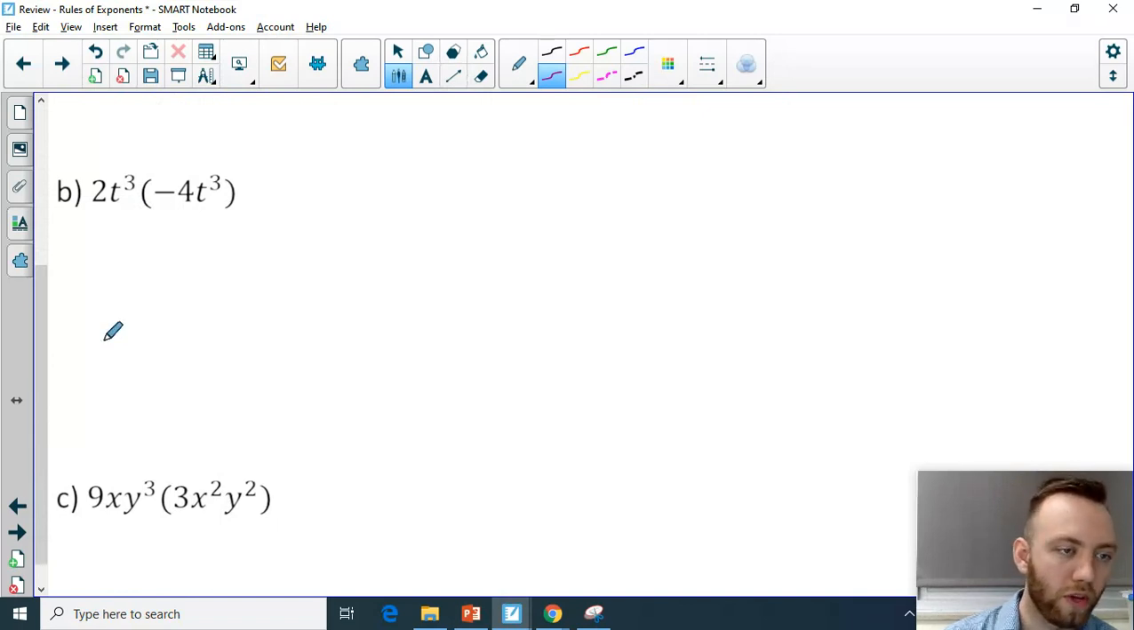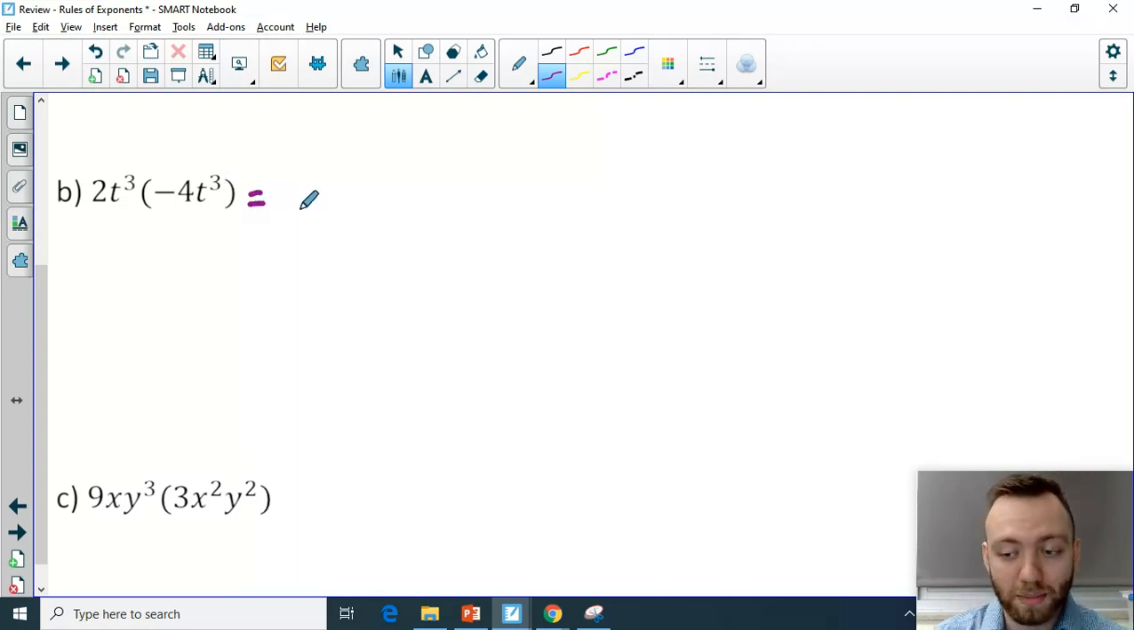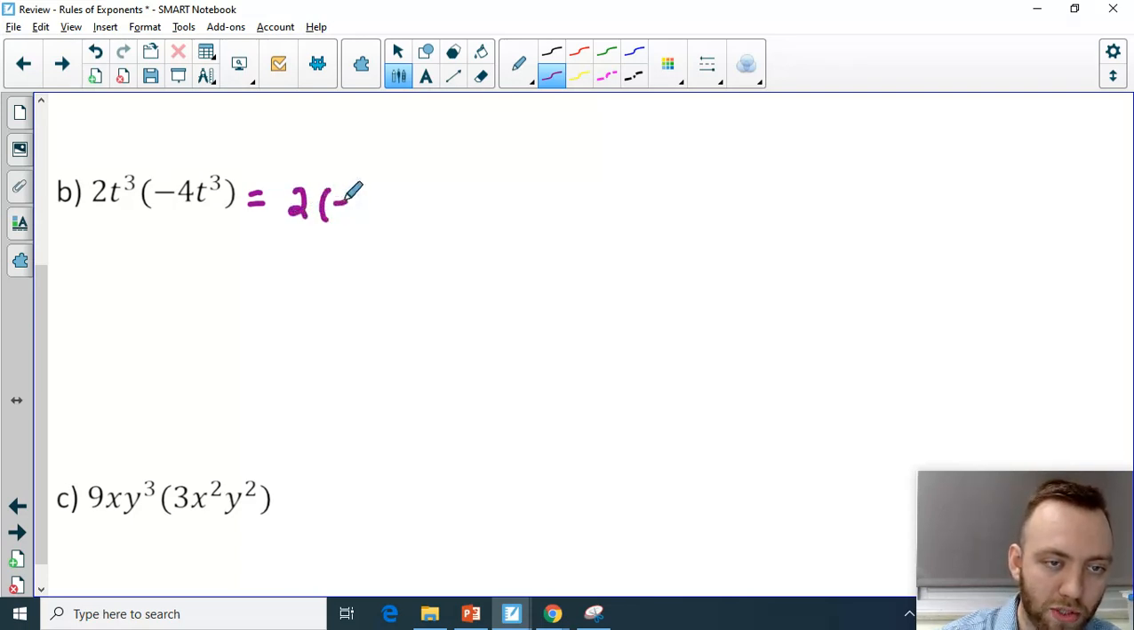Now here, we have some coefficients involved, right? But remember, you can multiply things in any order, right? 3 times 4 is the same thing as 4 times 3. It doesn't matter the order you multiply things in. So I personally am going to multiply those coefficients first. I'm just going to rearrange it, right? And then we're going to have times t cubed times t cubed.